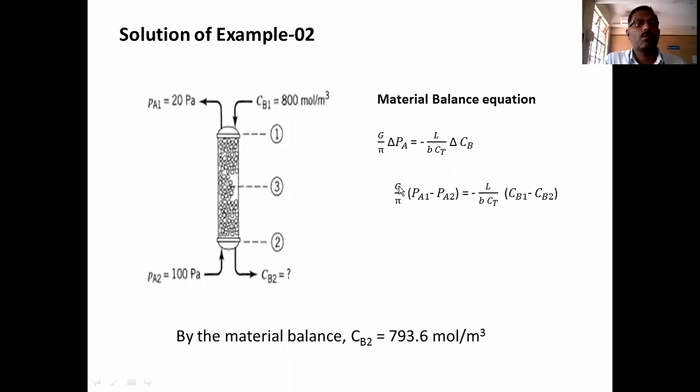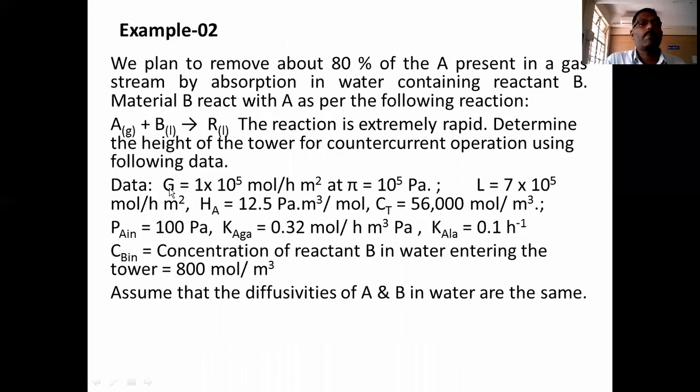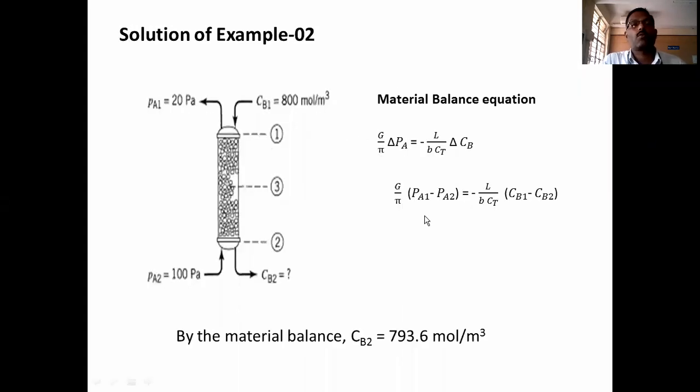G is given in the problem as 1 into 10 raised to 5. L is 7 into 10 raised to 5. Pi is 10 raised to 5. B is the stoichiometric coefficient of the reaction. The reaction is A plus B to give R, so the stoichiometric coefficient of B, the liquid reactant, is 1. So B is equal to 1 here. And LCT is 56,000.